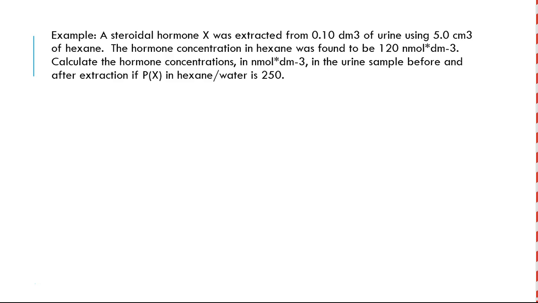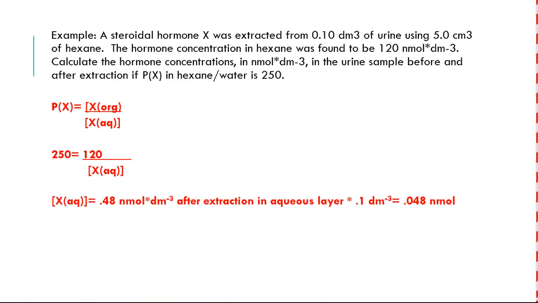Okay, so this is the partition coefficient, which is given in the problem. Now, we know the partition coefficient is 250, and so that's the ratio of the concentration in the organic layer to the aqueous layer. Now, it doesn't particularly matter what our units are here, they'll just be the same here and here, and they'll cancel out. So we can solve for the concentration in the aqueous layer after extraction. Okay, and that would be 0.48 nanomoles per decimeter cubed.